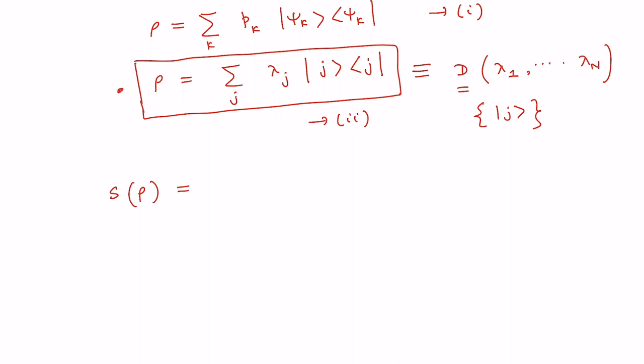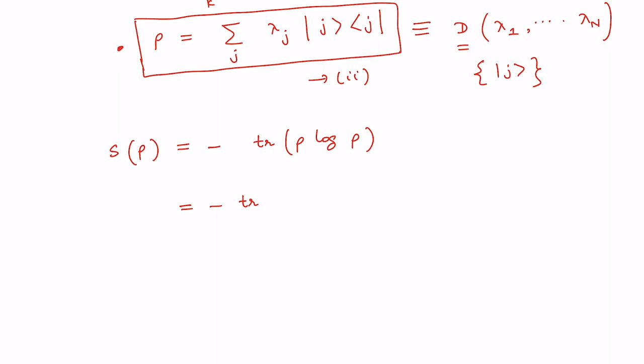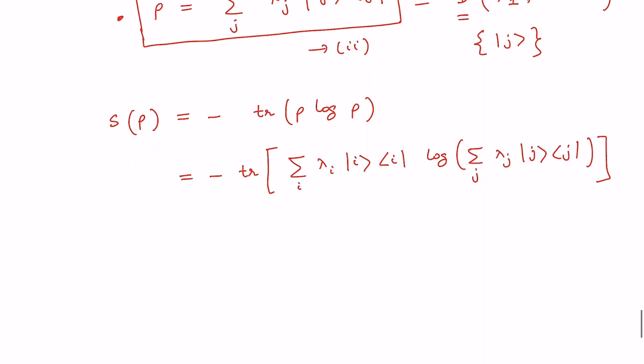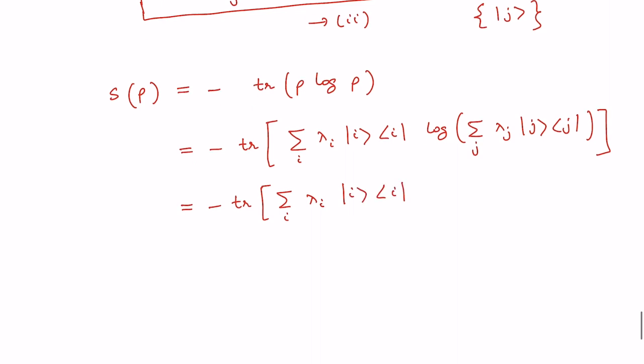The von Neumann entropy formula: S(rho) is equal to minus trace of rho log rho. Now, if I put the expression rho equal to the sum over i of lambda_i |i><i|, and then we have log of the sum over j of lambda_j |j><j|, this is what I have. I can now write it as minus trace of the sum over i of lambda_i |i><i|, and take the logarithm inside the sum over j: log of lambda_j |j><j|.